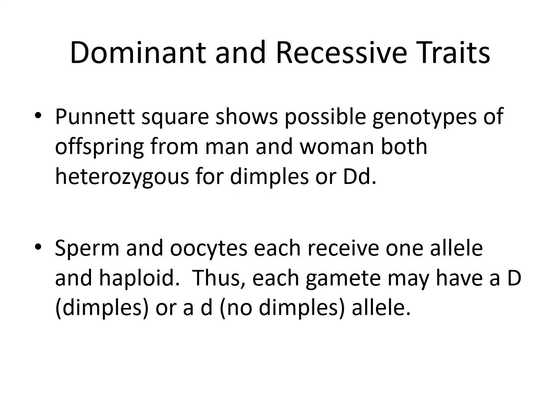So we kind of went ahead of ourselves, but let's go back and go slower now if you didn't get it the first time. The Punnett Square shows possible genotypes of offspring from a man and woman, both heterozygous for dimples, big D, little d. The sperm and oocytes each receive one allele and are haploid. Thus, each gamete may have either a big D, which represents dimples, the dominant trait, or little d, no dimples, the recessive allele.